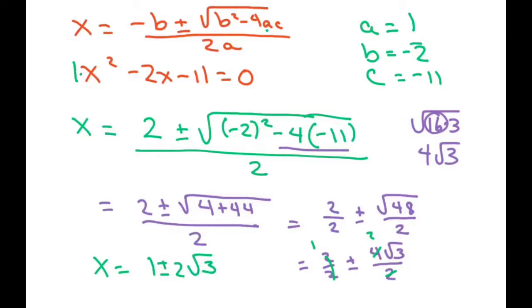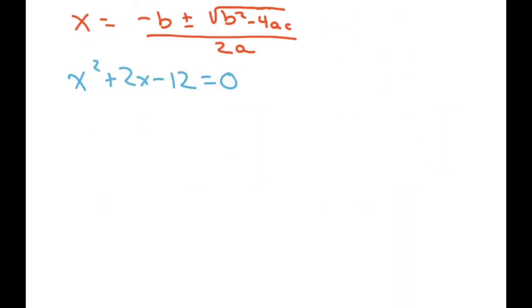We did that pretty quickly, but we had to do some mental math with the a, and we also did it with our b. So let's do it again with this one. We have a equals 1, that's nice, b equals 2, and c equals negative 12. Let's go a little faster and plug everything else in.